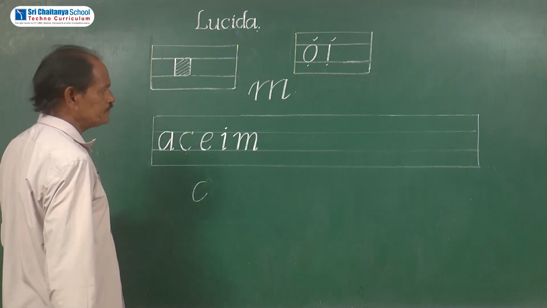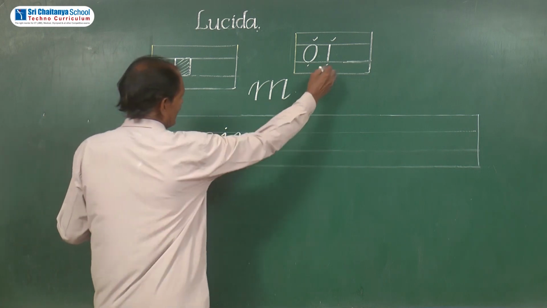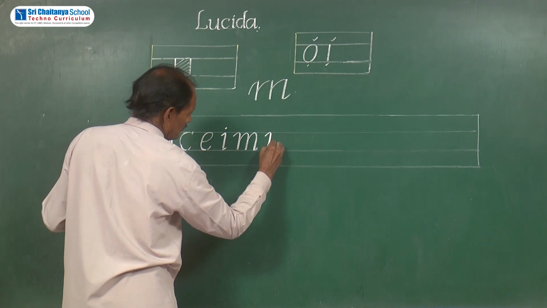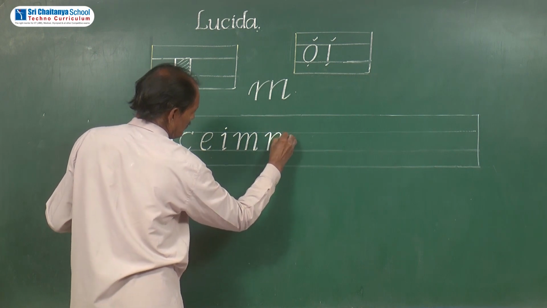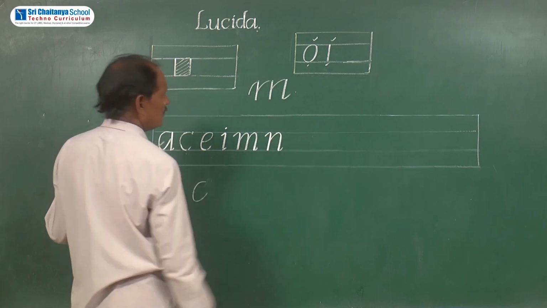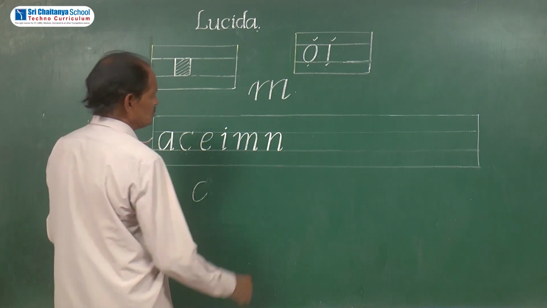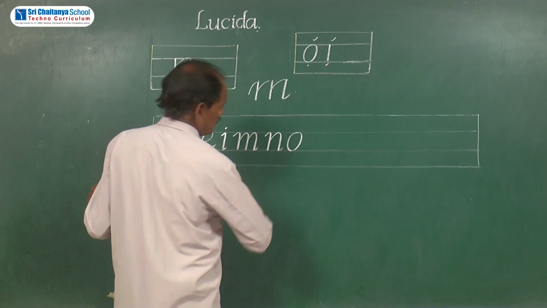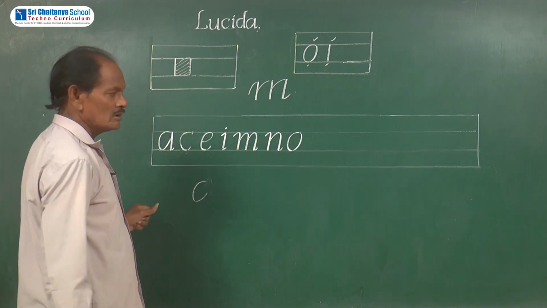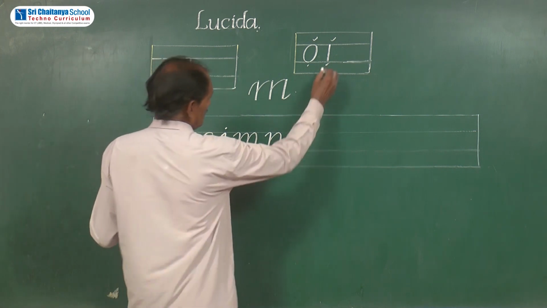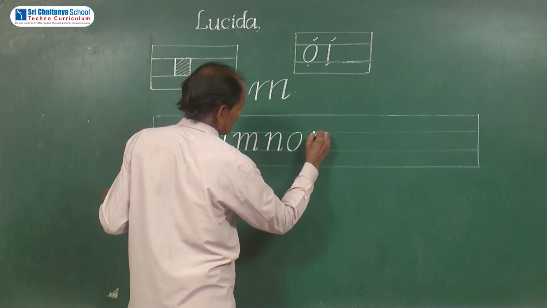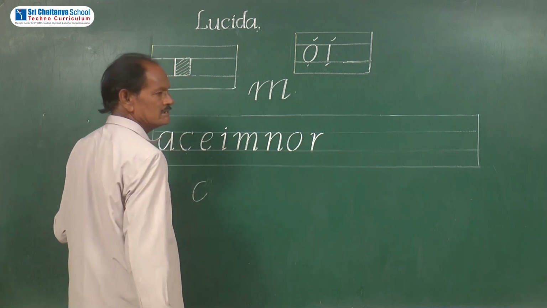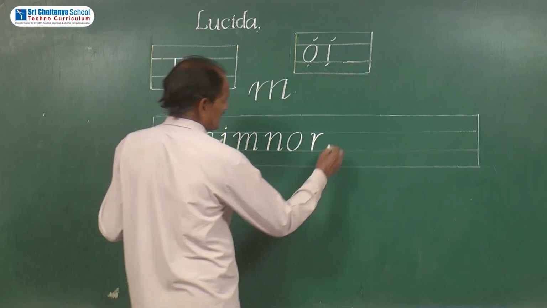M. N also with the help of this middle zone stroke. O, just an oval shape. R, with the help of the middle zone stroke. We can write R like this. Next S.